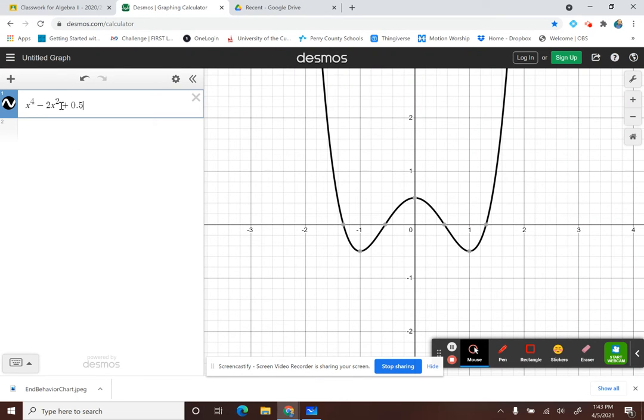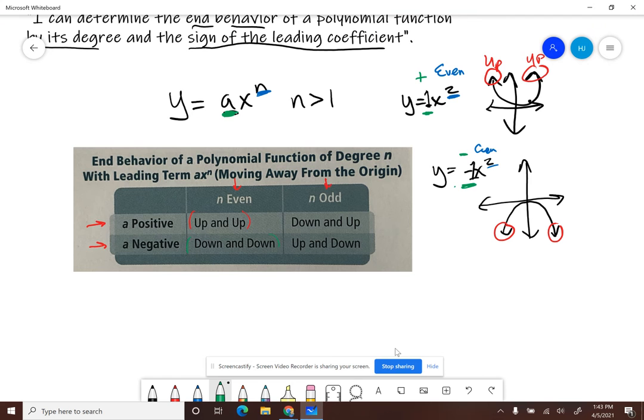Notice I have x to the fourth minus 2x squared plus 0.5. All right, and all I'm really looking at is this leading term. I'm looking at my leading coefficient. Now, obviously, it has to be written in standard form in order for you to be able to use that. But I want to just note here what my leading term is: x to the fourth, okay?